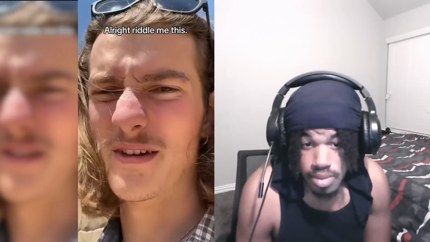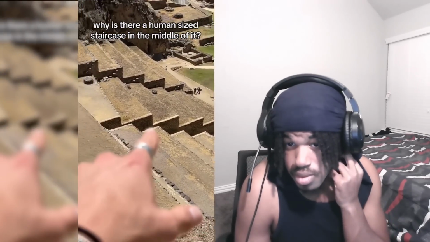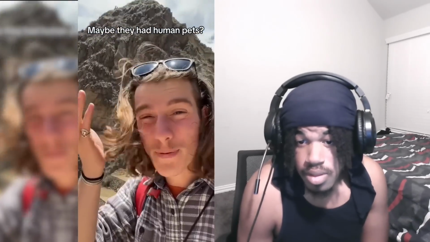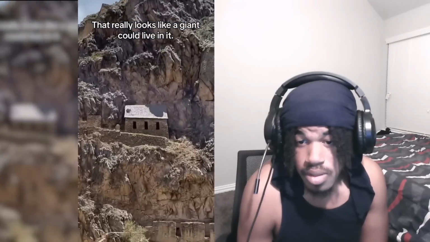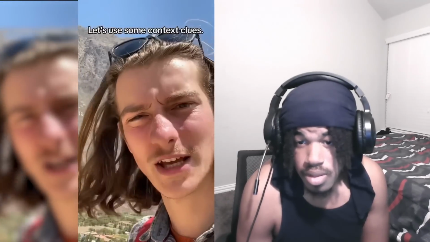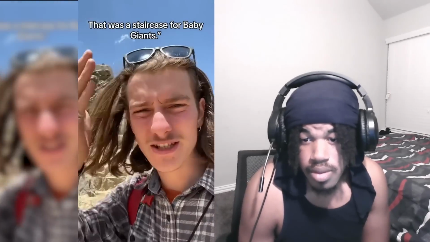Alright, riddle me this. If this was a staircase built for giants, why is there a human-sized staircase in the middle of it? And another human-sized staircase on the side of it? No, maybe they had human pets, a little pet on a string. That really looks like a giant could live in it. Oh yeah, and this doorway too, it's like 5.5 feet tall. Let's use some context clues. What's that over there? Is that a terrace farm? Of course that's not a terrace farm, that was a staircase for baby giants.